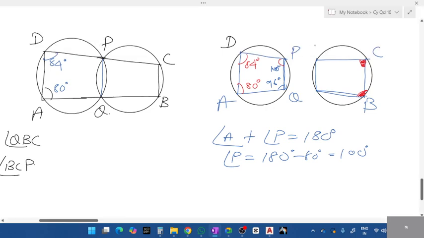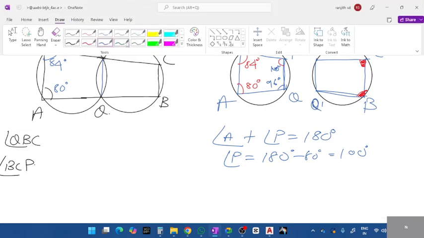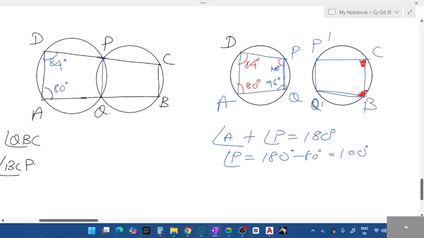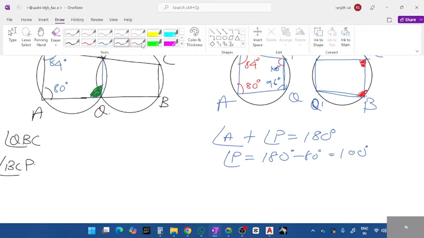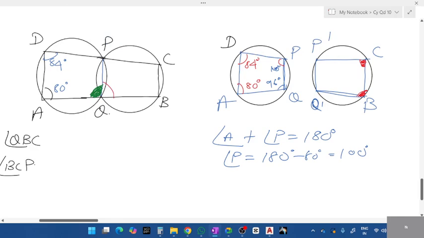See, now PQ is common to both, but look here. I'll take it as P and P dash, students, Q and Q dash, so that you don't get confused. Here, Q and Q dash are not equal. Look at the angles formed here. Are these two angles equal? Q and Q dash. So they are not equal.